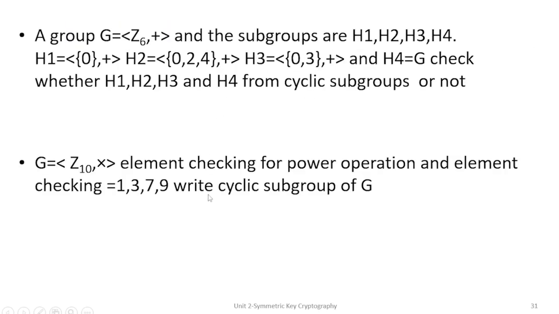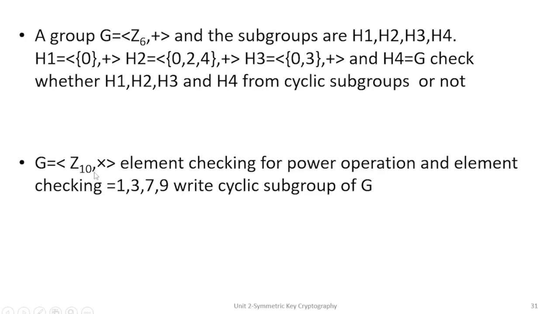So I will give you an exercise. There are 2 different exercises. Here is Z6 plus and they give the subgroup values. We just check whether these subgroups are able to form a cyclic subgroup, which means we just check whether at least one generator is available in this Z6 plus or not. So here the subgroup answers are given.